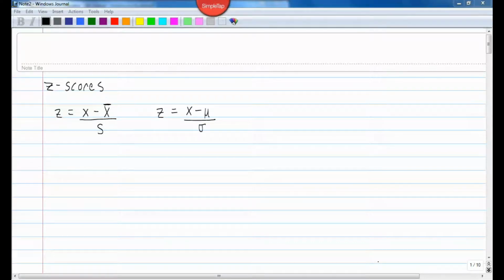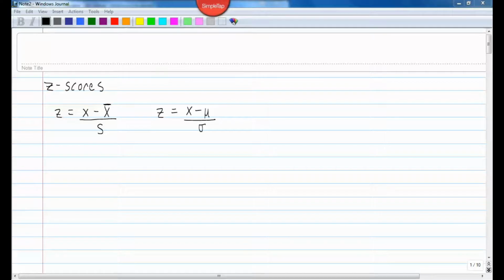Alright, so with z-scores, we need to make sure that whether we are dealing with a sample or with a population, we use one of the two formulas. We're basically doing the same thing though. We're taking some value of x that we're comparing with some set of data, and we're subtracting the mean and dividing by the standard deviation.